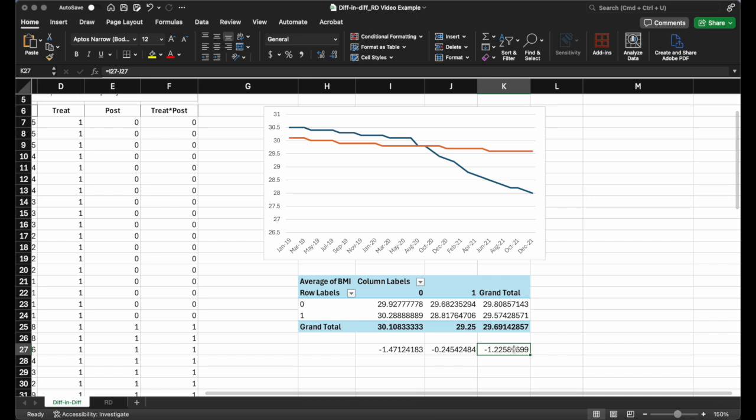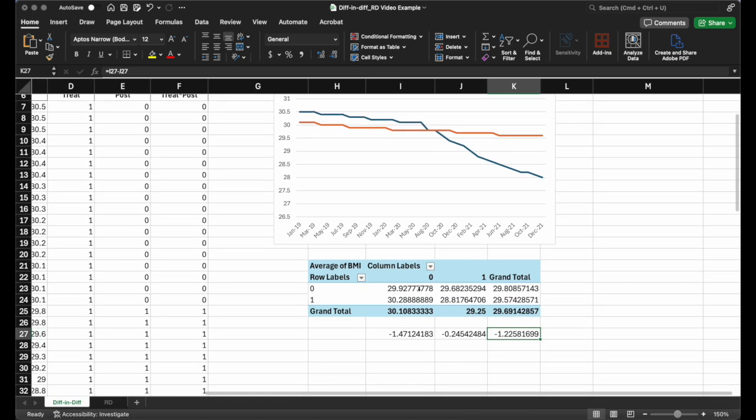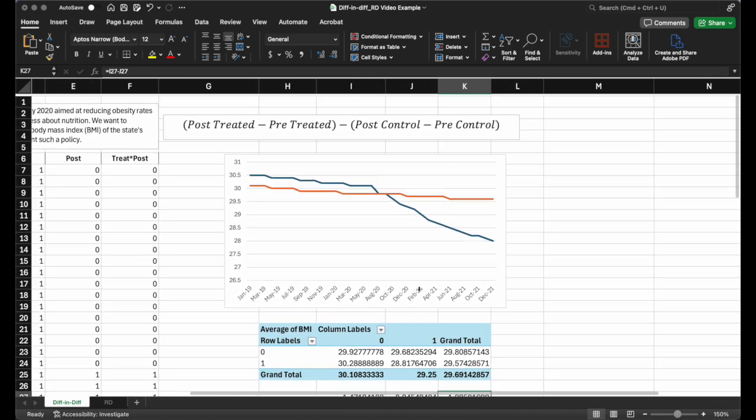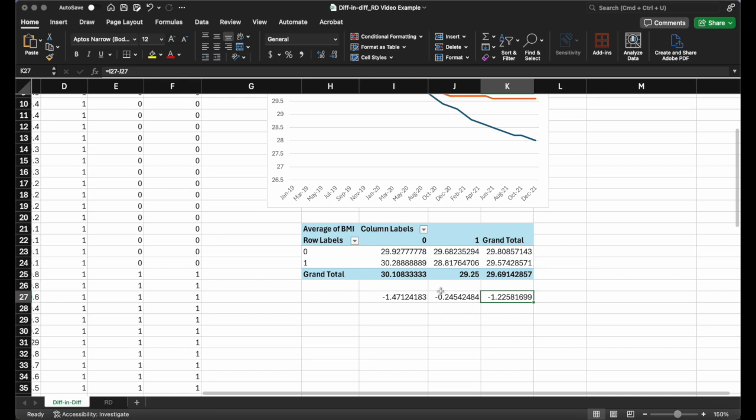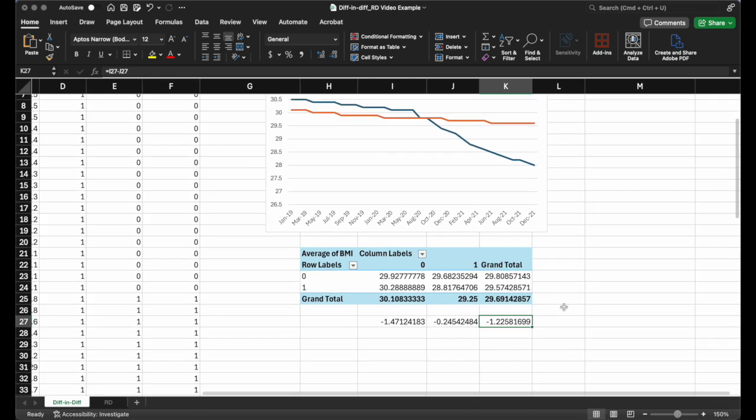So the size of the effect of the policy says that, on average, being in the state with this policy led to a decrease of 1.22 BMI. Okay, so we have the effect size. The problem with this approach is that we don't know if this difference is statistically significant.